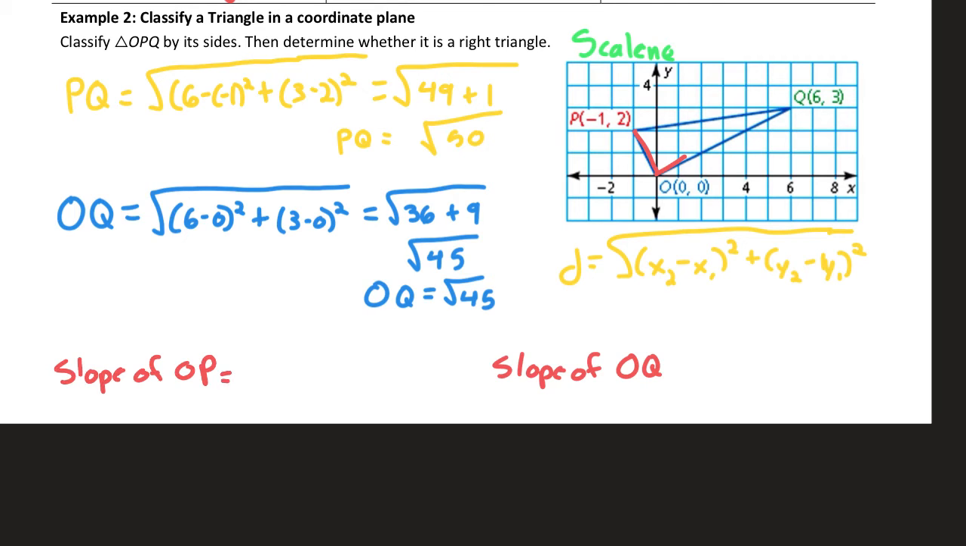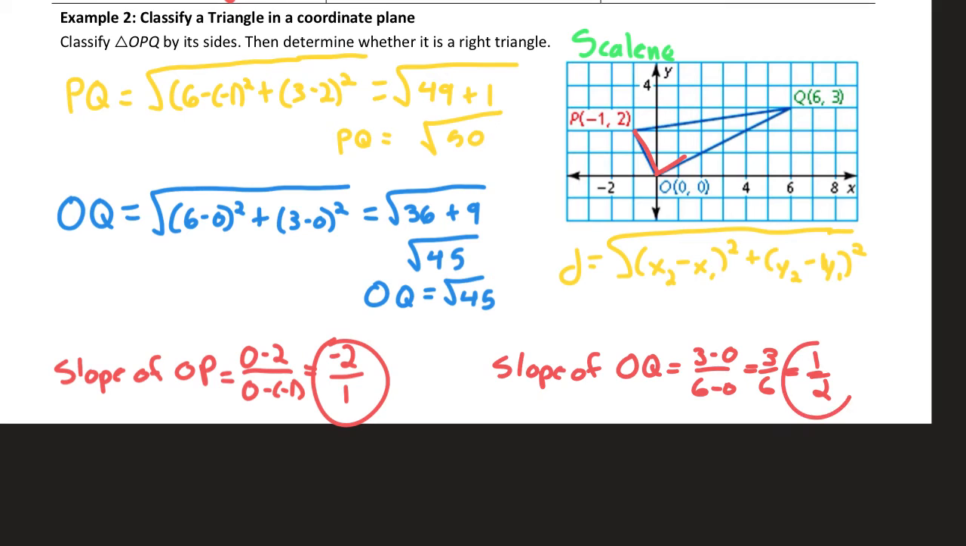So the slope of OP would be, y2 minus y1, 0 minus 2 over 0 minus -1. Well, that's -2 over +1. And let's just leave that for right now. The slope of OQ, I would do 3 minus 0, 6 minus 0. So that would be 3 over 6, which is 1 over 2. Now, if we look at those, they are opposite signs. They are reciprocals. So this is a right angle. So this is scalene and right.